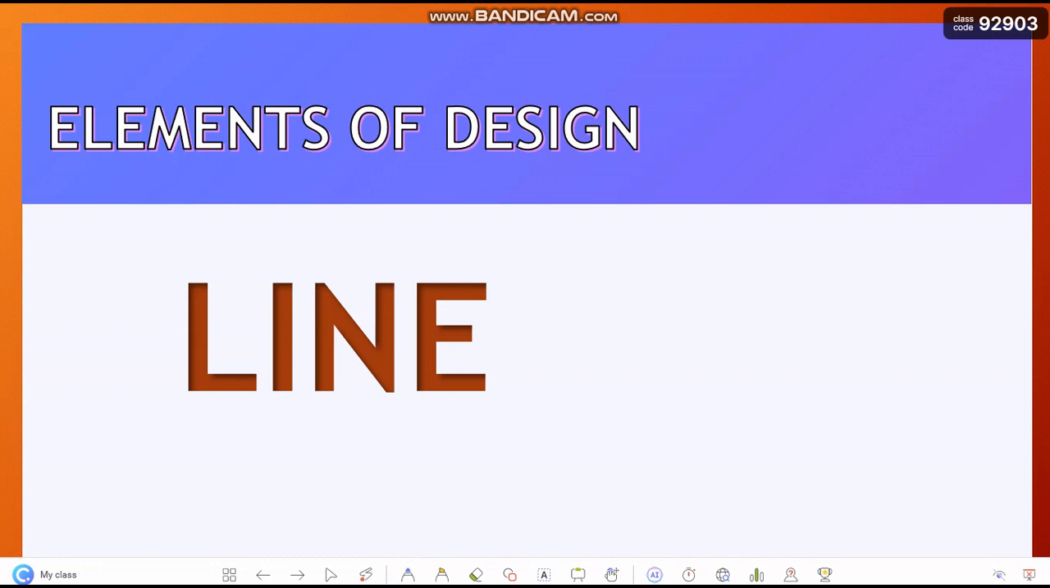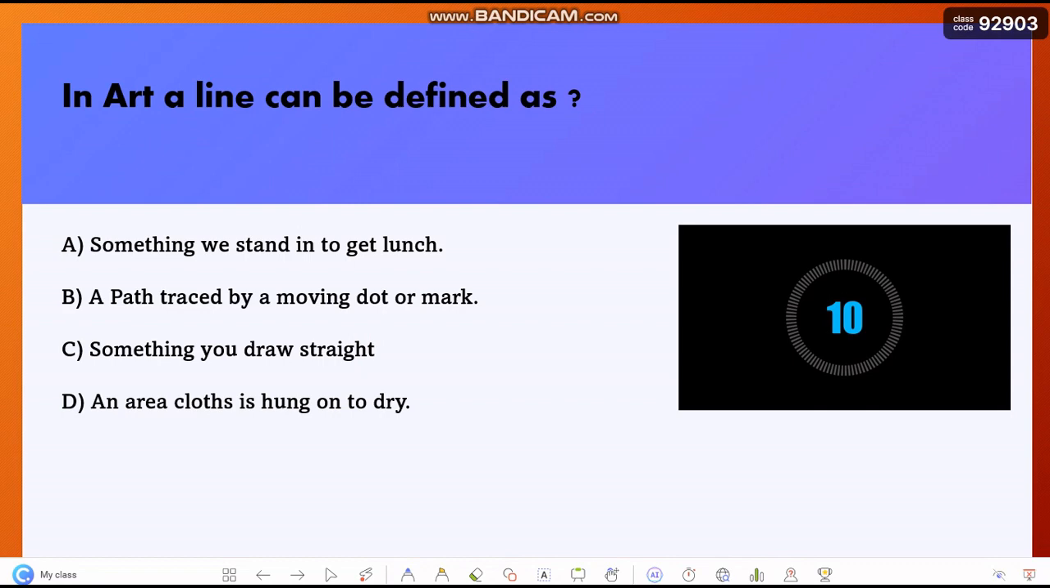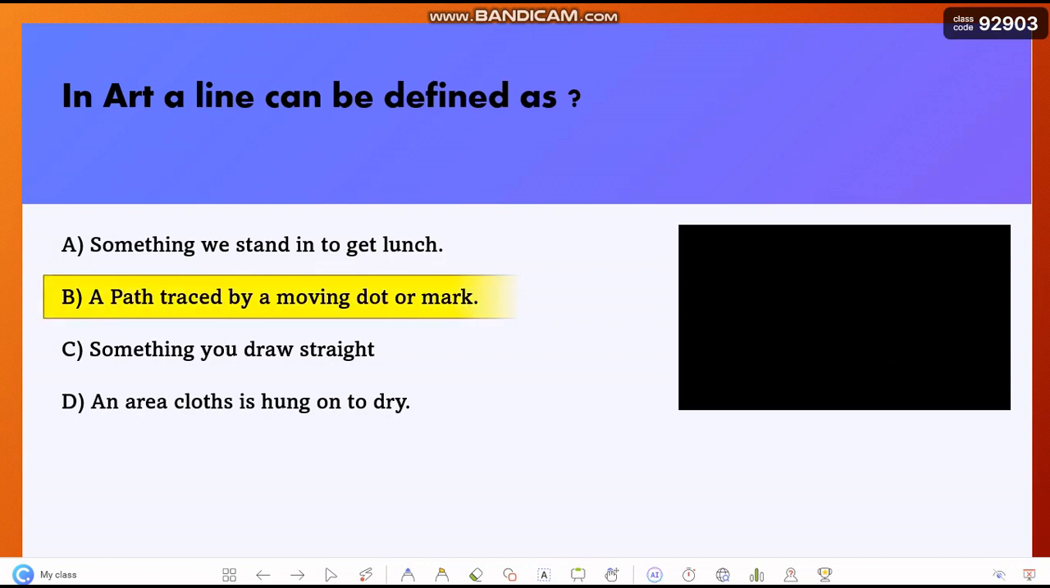So we started with the elements of design, line. Here are the questions that related to this element. In art, a line can be defined as, do you remember what the definition will be? Is it A, something we stand in to get lunch? B, a path traced by a moving dot or mark, C, something you draw straight, or D, an area clothes is hung on to dry? So the answer is B, a path traced by a moving dot or mark.